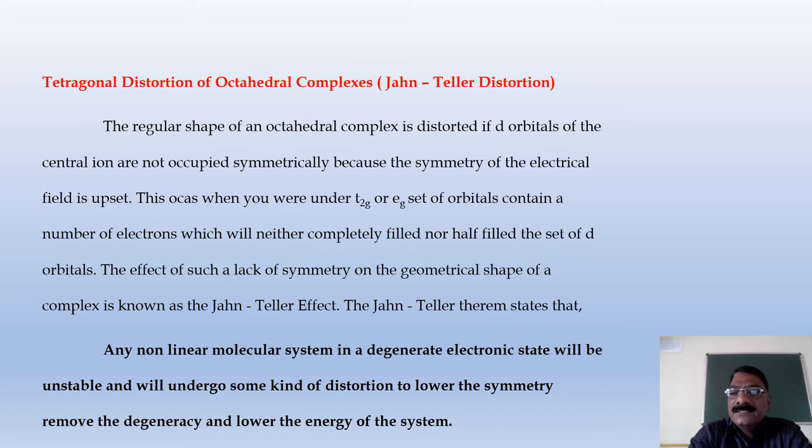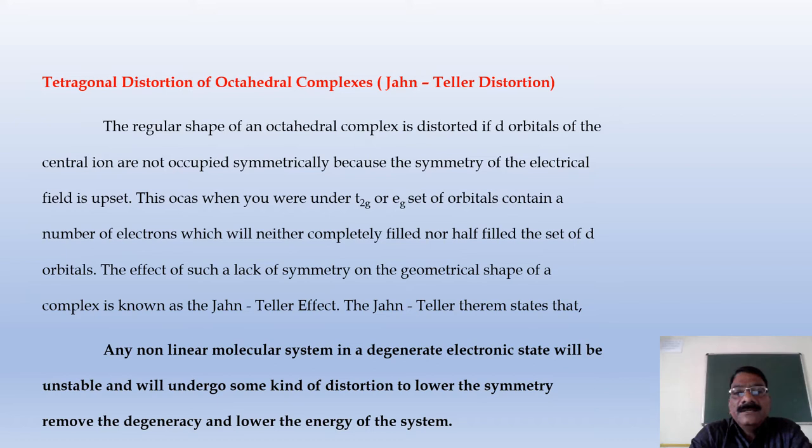The regular shape of an octahedral complex is distorted if the d orbitals of the central metal ion are not occupied symmetrically, because the symmetry of the electrical field is upset. This occurs when the t2g and eg sets of orbitals contain a number of electrons that is neither completely filled nor half filled. The effect of such a lack of symmetry on the geometry of the complex is known as the Jahn-Teller effect.